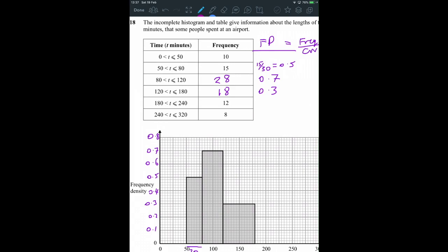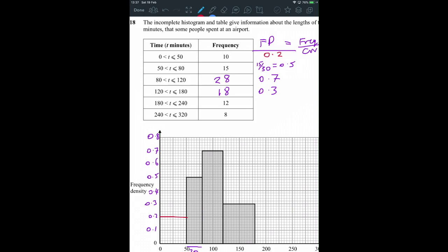We now need to try and complete the graph. So here we need our further frequency densities. For the top one, we've got a frequency of 10 with a class width of 50. That gives me a frequency density of 0.2. 0 to 50 at a height of 0.2. Add that into my picture.